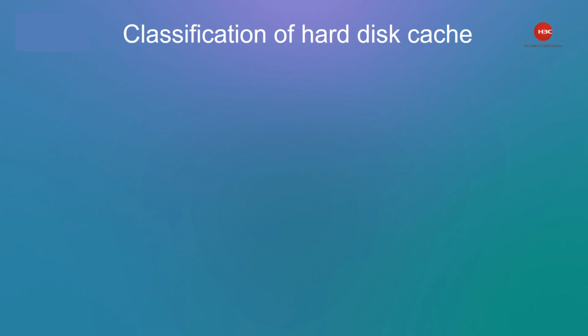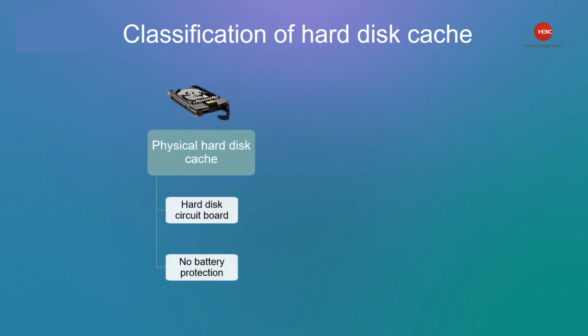The hard disk cache we often see is divided into two types. One is the cache on the physical hard disk. This cache is located on the hard disk circuit board and has no battery protection. Therefore, when the power supply of the server is interrupted, the data in the physical hard disk cache will be lost. In order to ensure data security, the physical hard disk cache usually needs to be closed.